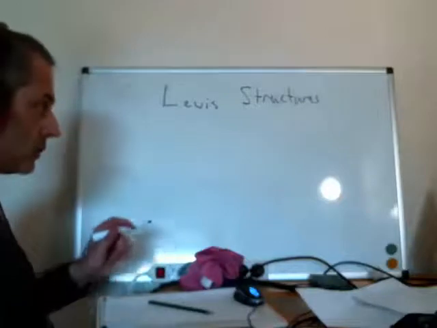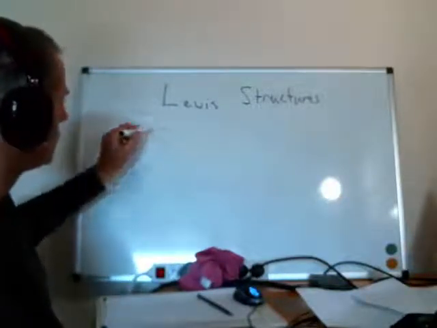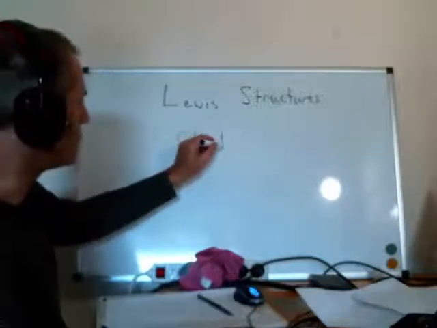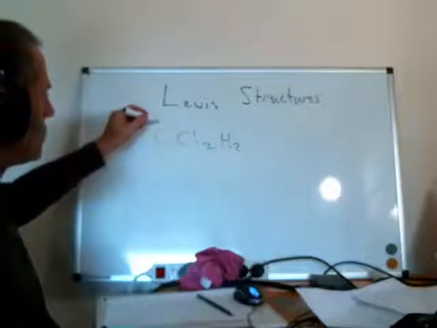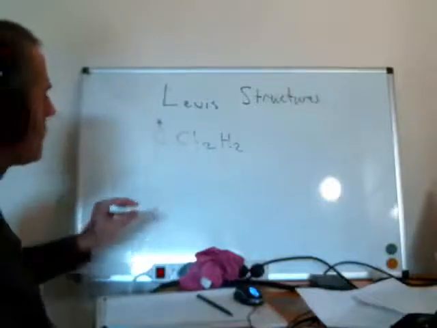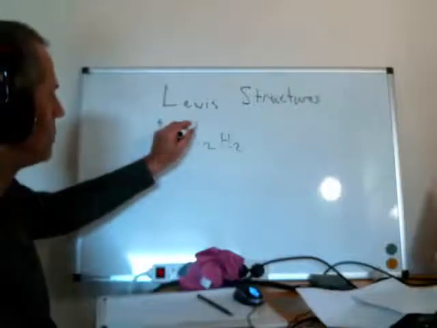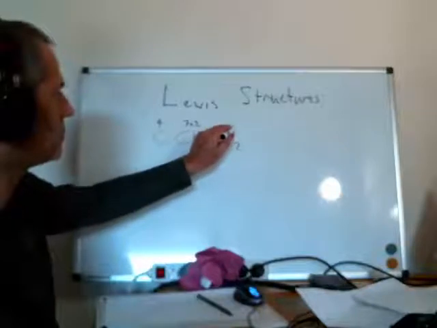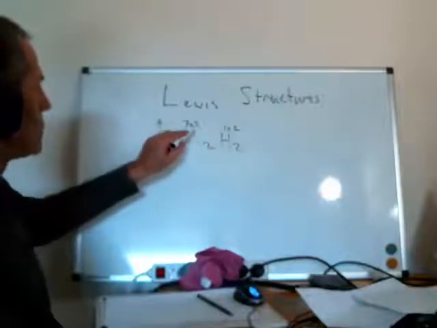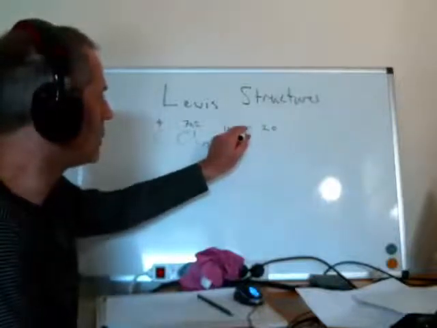So let's do an example. Let's do CCl2H2. So how many electrons have we got? We've got 4 from the carbon. We've got 7 from the chlorine, times 2. And we've got 1 from the hydrogen, times 2, which gives us 14, 18, 20 equals 20.